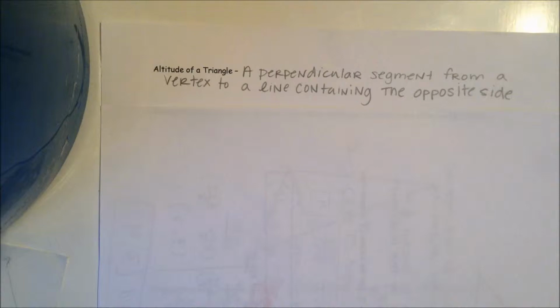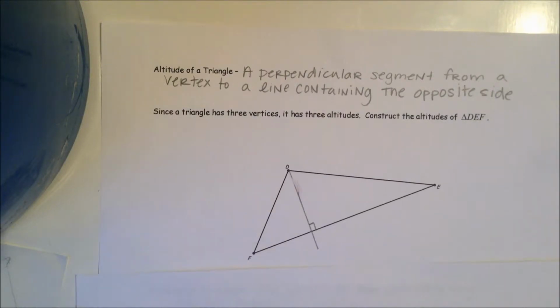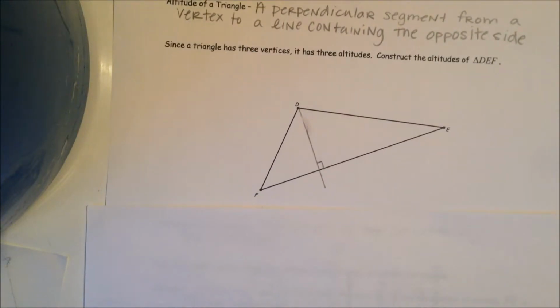All right, so the next thing we're going to talk about is the altitude of a triangle. So the altitude of a triangle is a perpendicular segment from the vertex to a line containing the opposite side. So we're going from the vertex to the opposite side at a 90-degree angle. So something that looks like this.